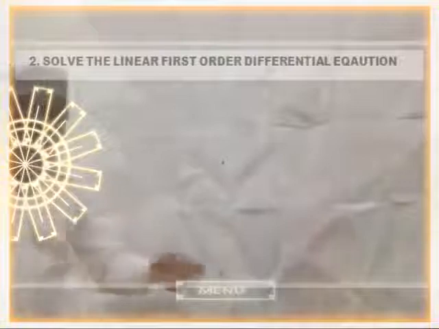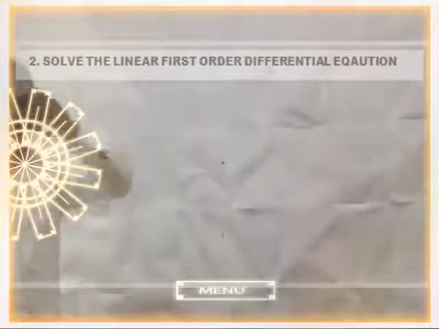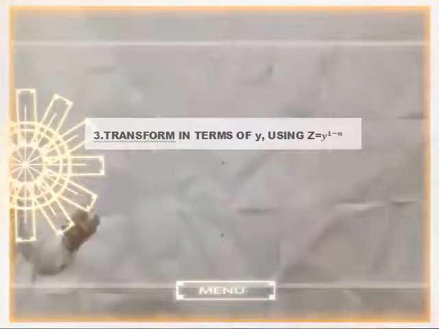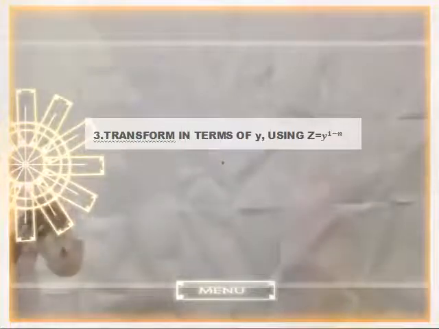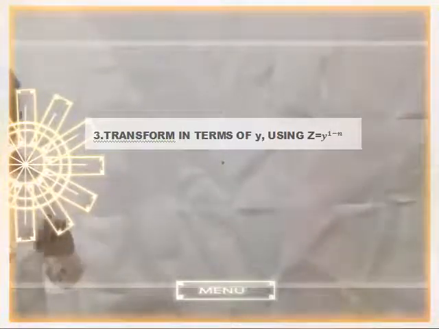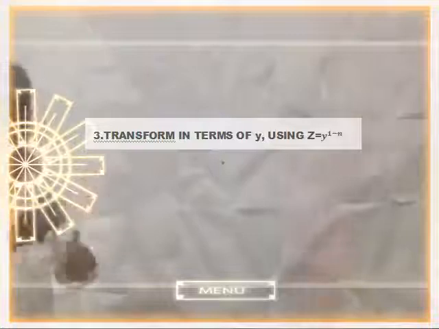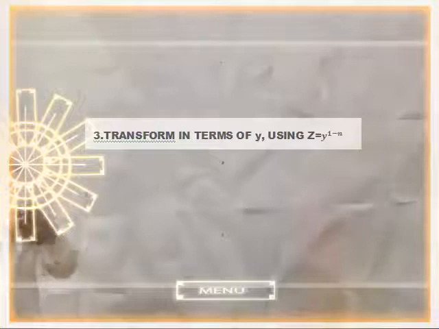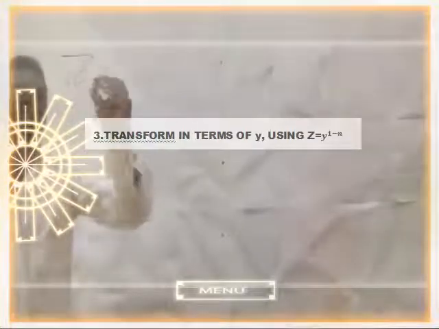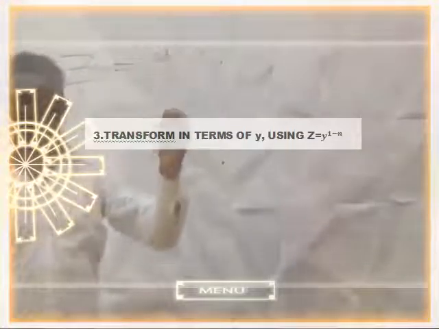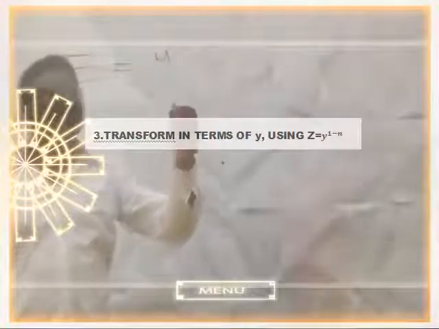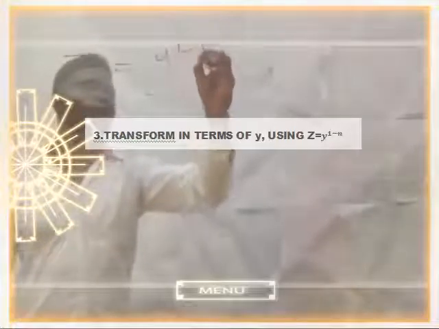Now the number 3 thing there is to transform in terms of y. Originally the question was asked in terms of y. So are you having something in terms of z? When you transform, we make use of z equal to y to the power of 1 minus n.